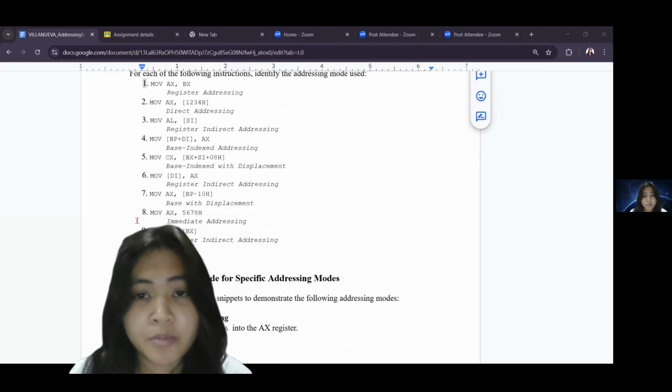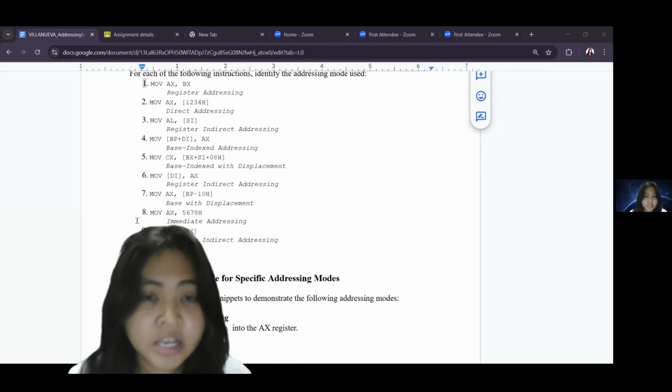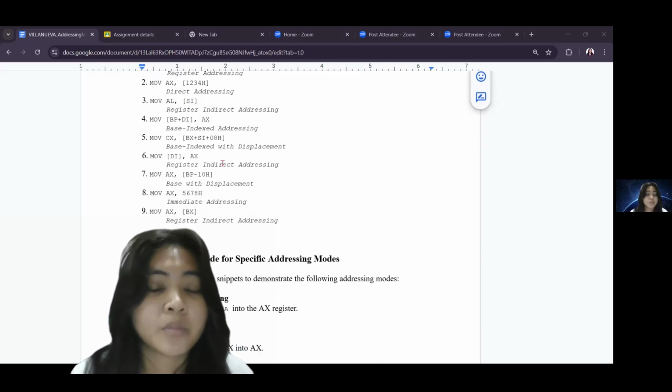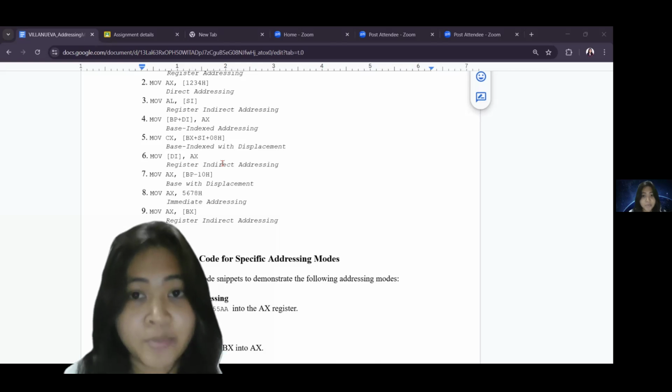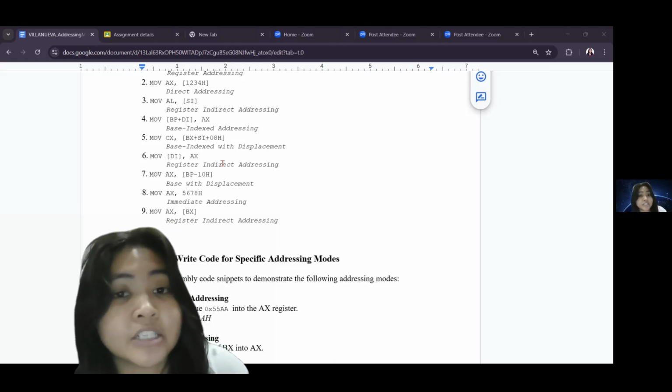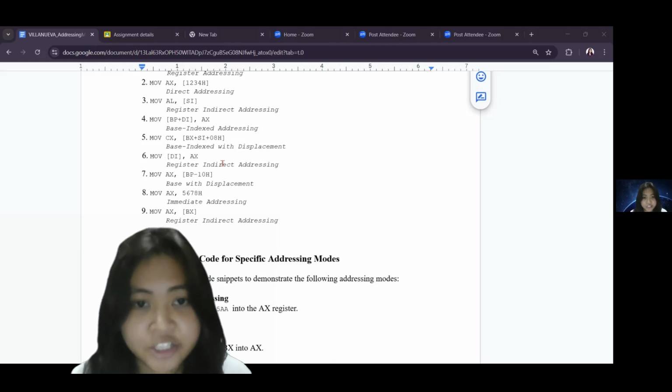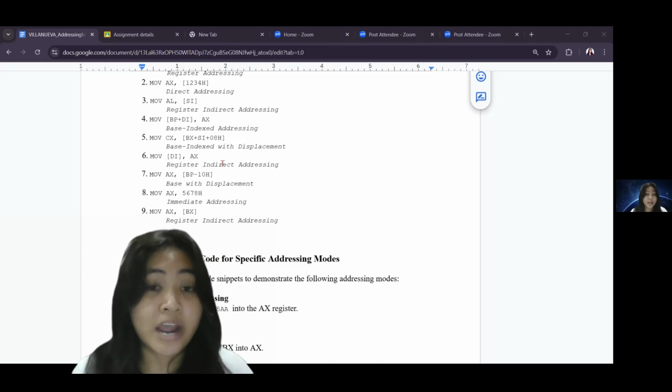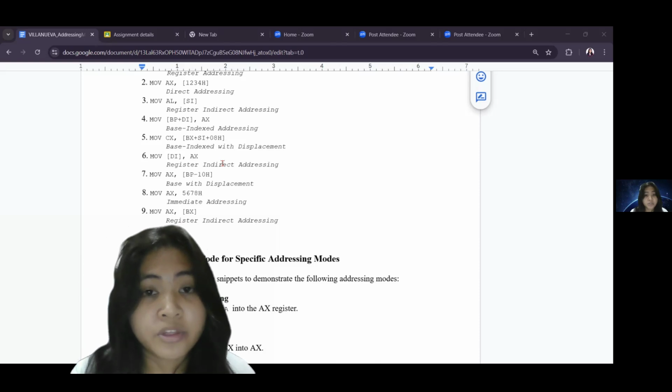Mov bracket BP plus DI, comma AX. Two registers combined inside brackets. BP is the base, DI is the index. Therefore, the answer is based indexed addressing. Number 5, mov CX, comma bracket BX plus SI plus 08H. Same as before, but now we're adding displacement. So this falls under base indexed with displacement.